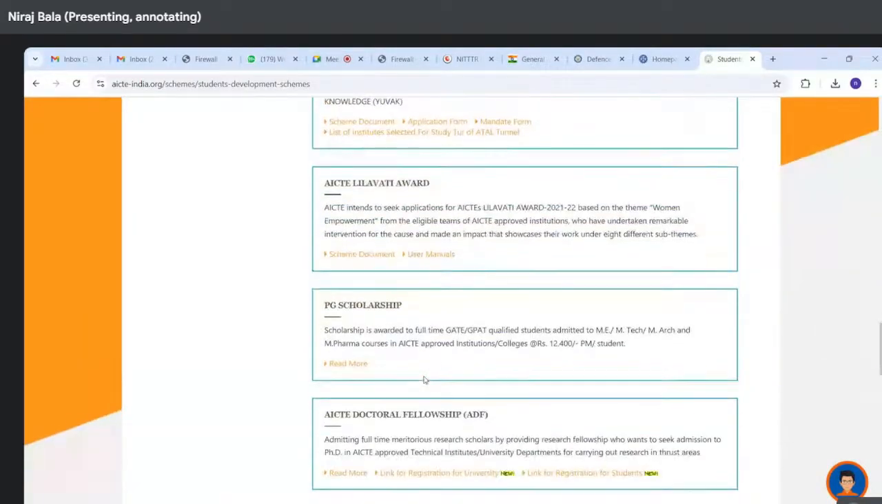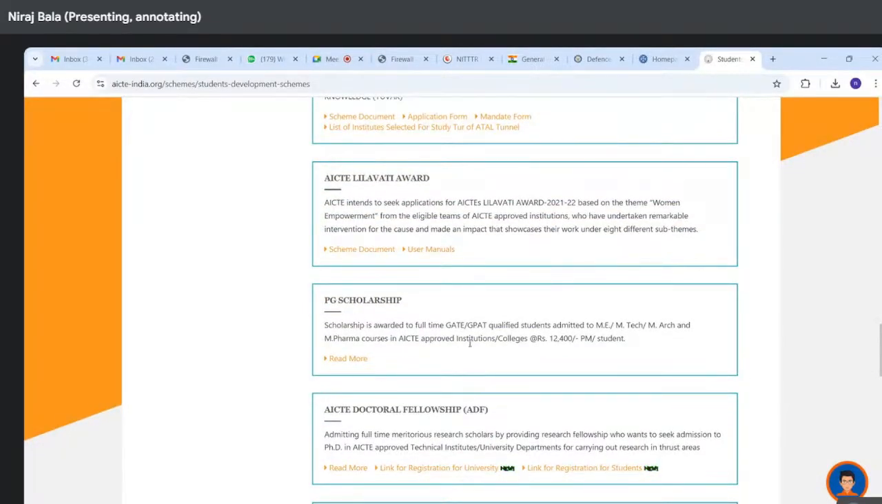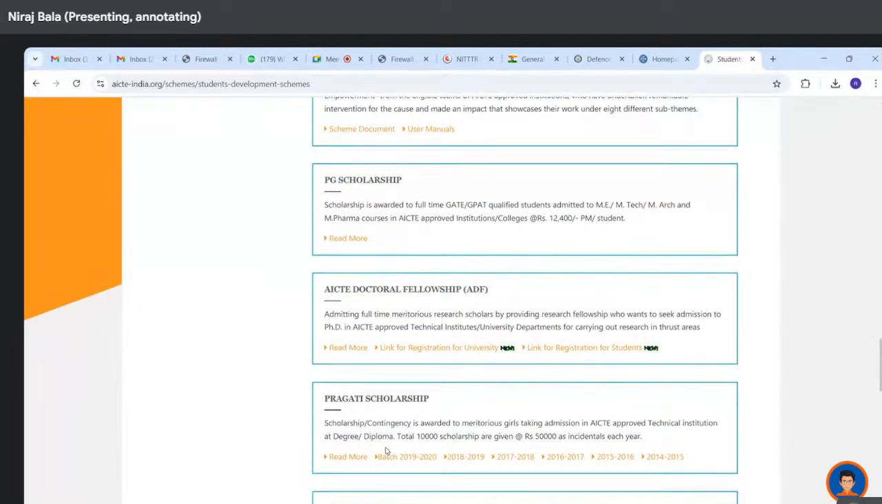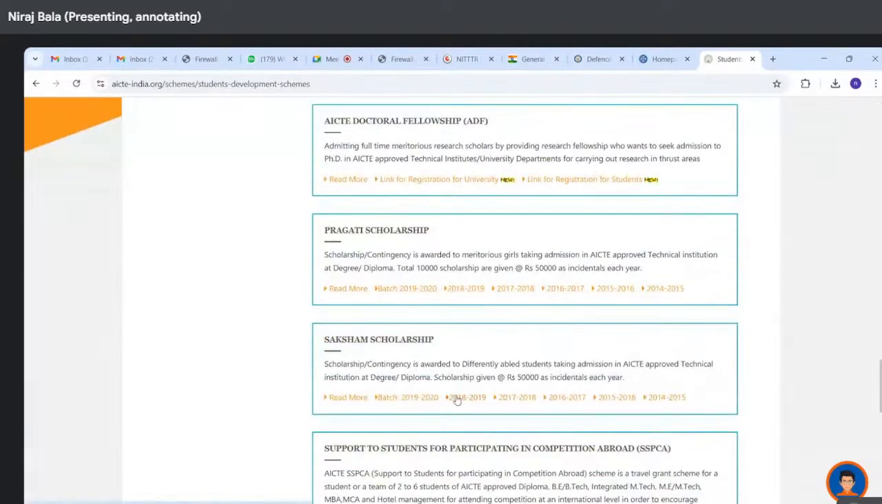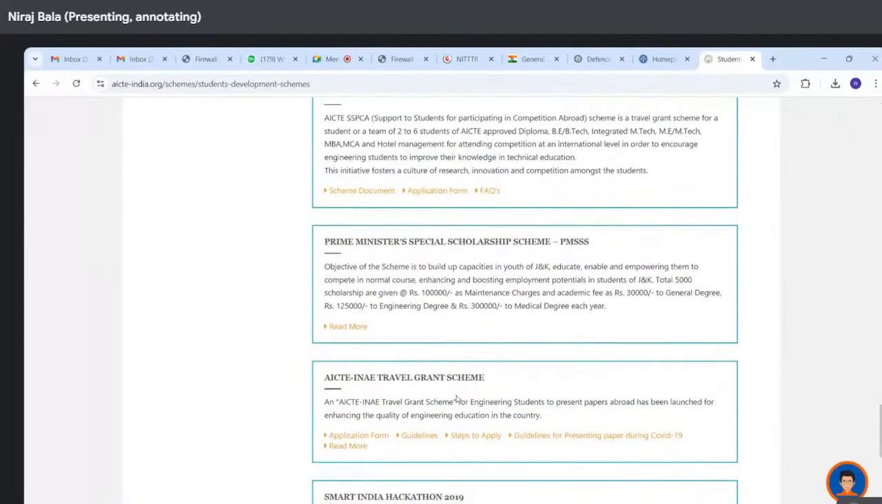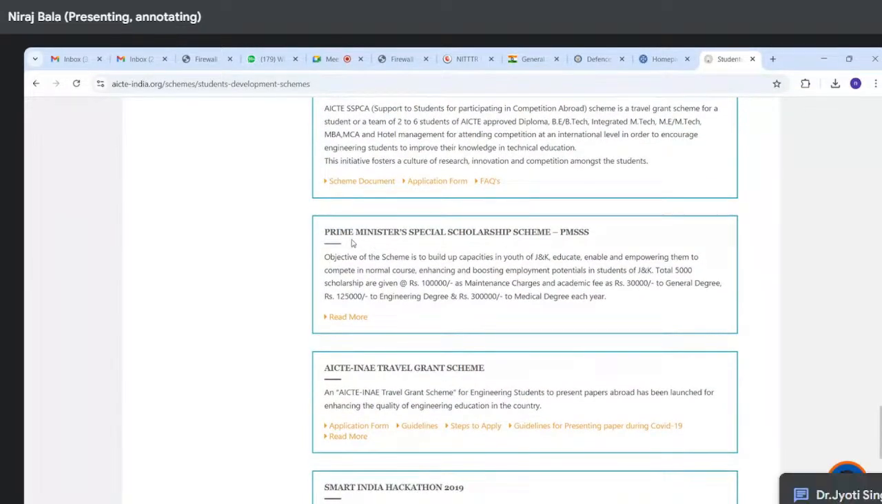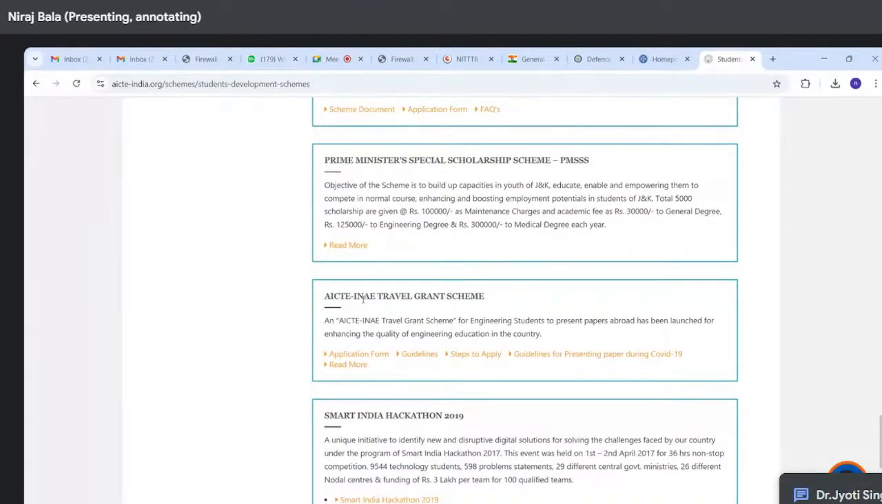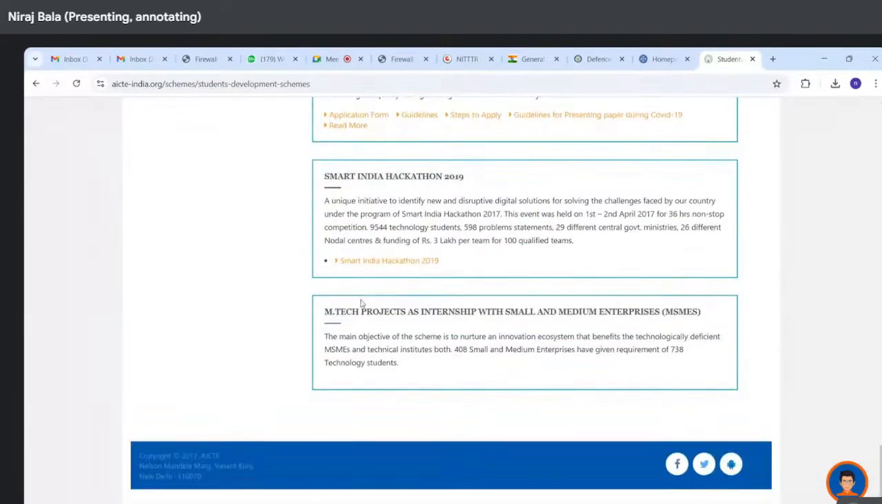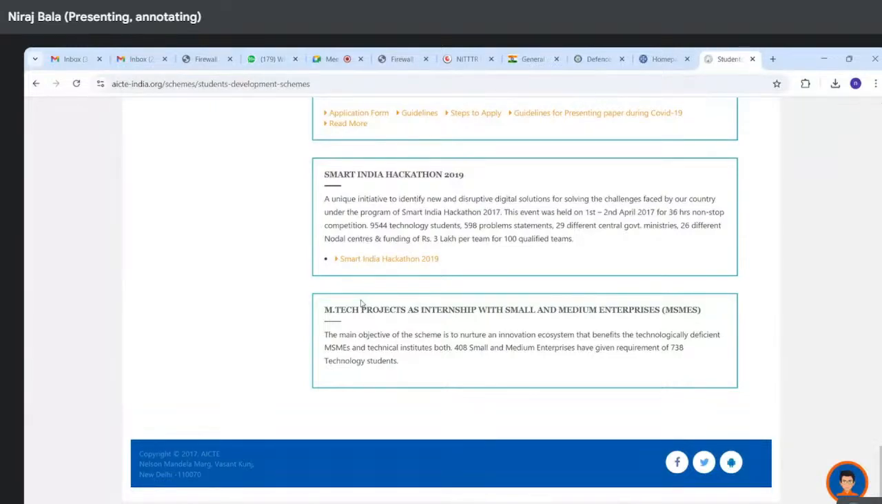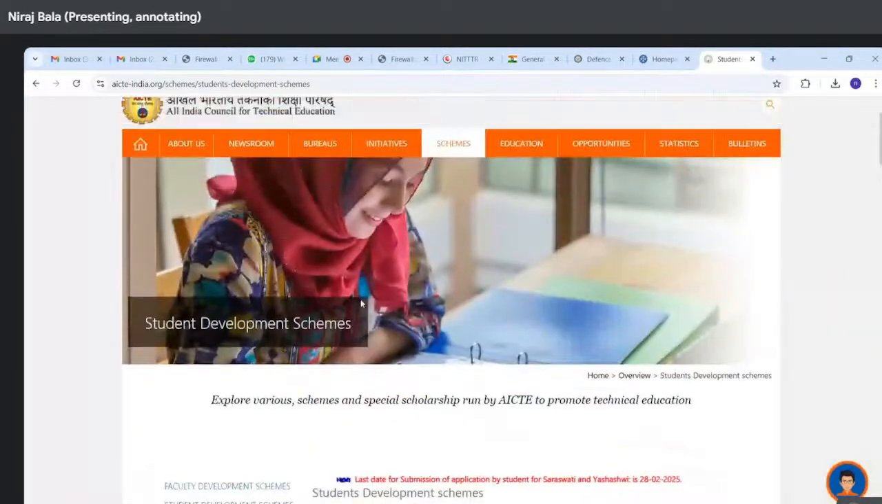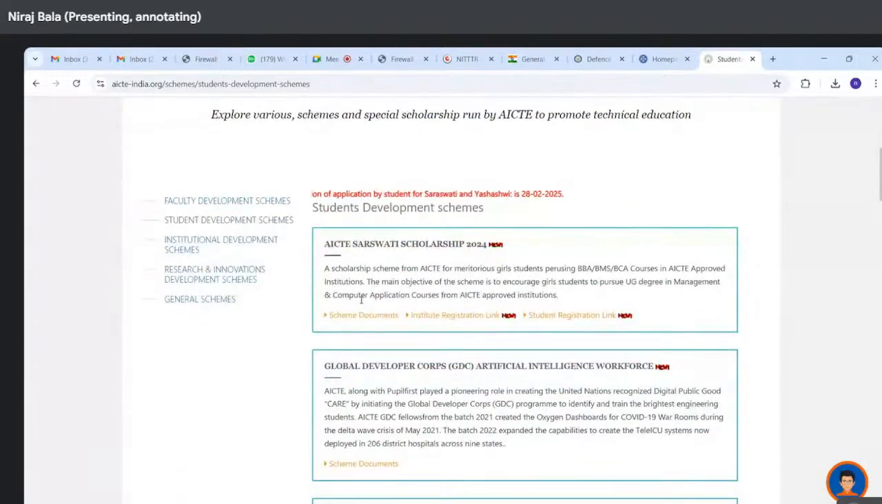A PG scholarship is also given if you are a GATE student. Then there is a doctoral fellowship if you want to do a PhD in AI; they give some scholarship and fellowship also. Then there are certain schemes for Jammu and Kashmir students, and the Prime Minister's special scholarship scheme. Then a travel grant scheme also: if students want to present their paper abroad, they get a travel grant. Then some MTech projects internship schemes. So these are all the schemes listed under the student development schemes.